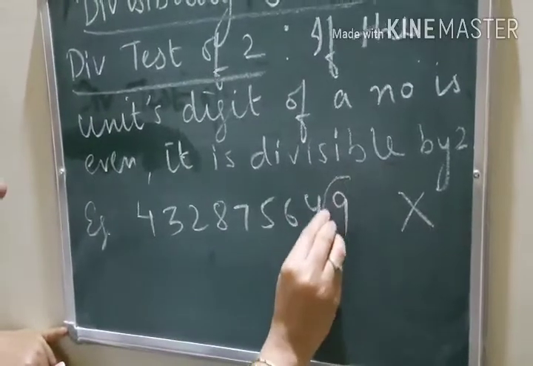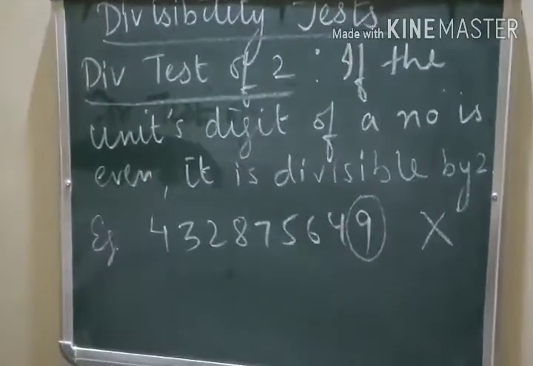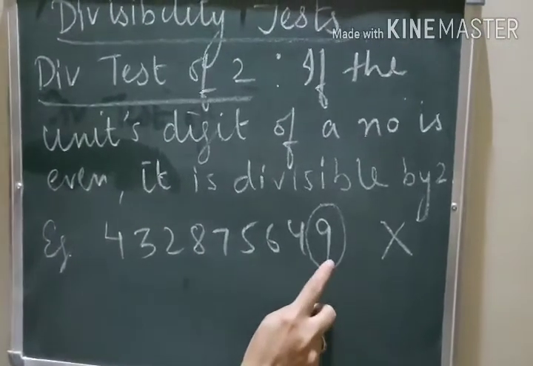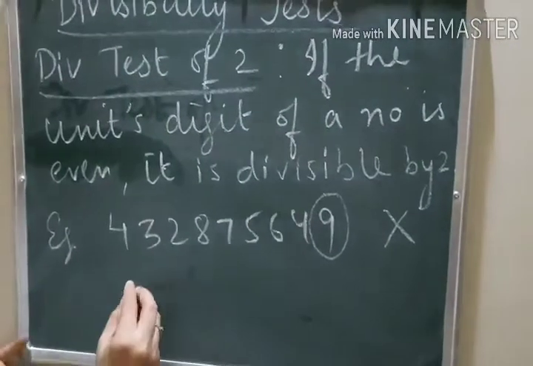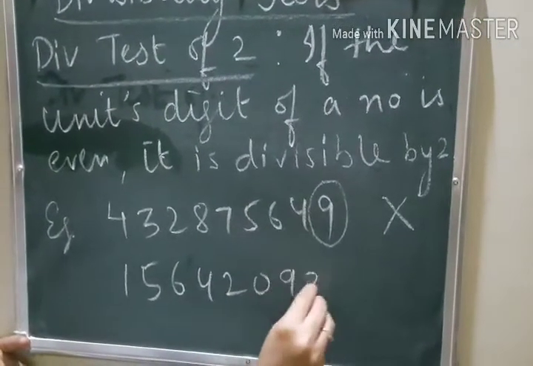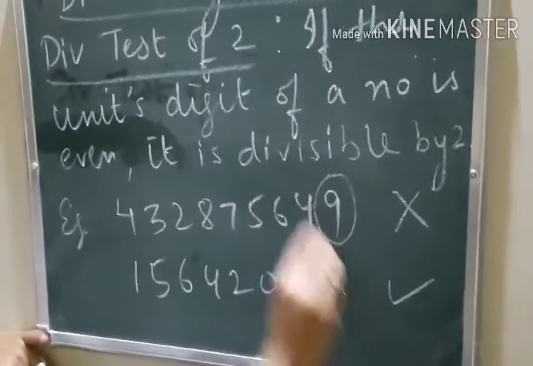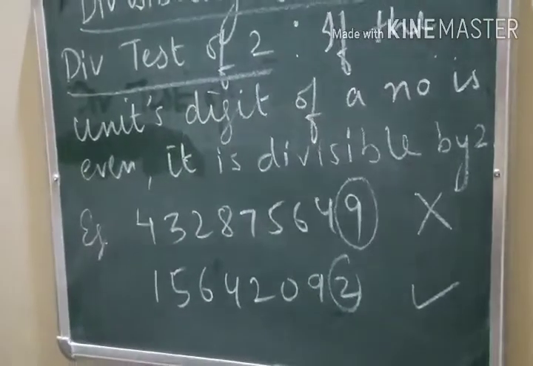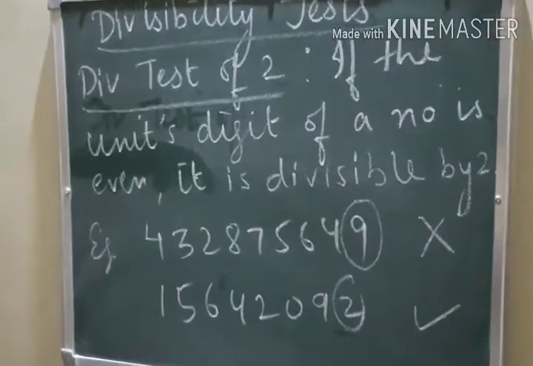So just by looking at it we can see that this number is not divisible by 2. Why? Because the last digit or the units digit is not even, it is odd, right? If it would have been 0, 2, 4, 6 or 8, then it would have been yes. If it is 1, 5, 6, 4, 2, 0, 9, 2, is the number divisible by 2? Yes, because this is even. Last place is even. So this is the divisibility test of 2.